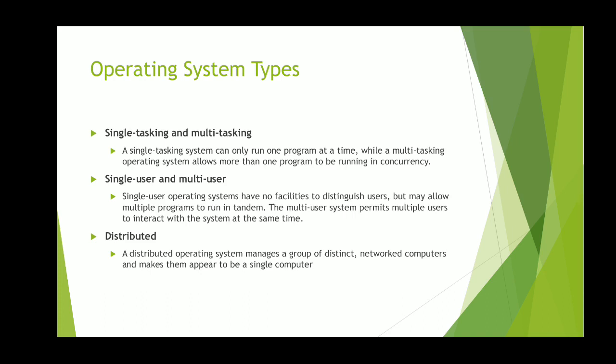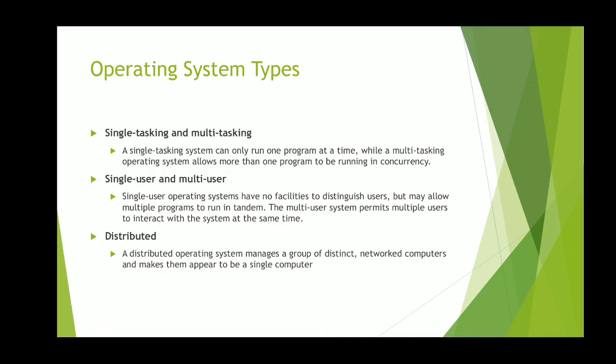A single user operating system is defined as an operating system which has no facility to distinguish users, but may allow multiple programs to run in tandem. But in the case of a multi-user operating system, it permits multiple users to interact with the system at the same time. And the next type of operating system is the distributed operating system.